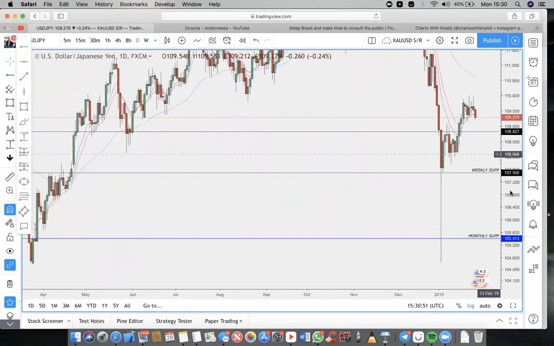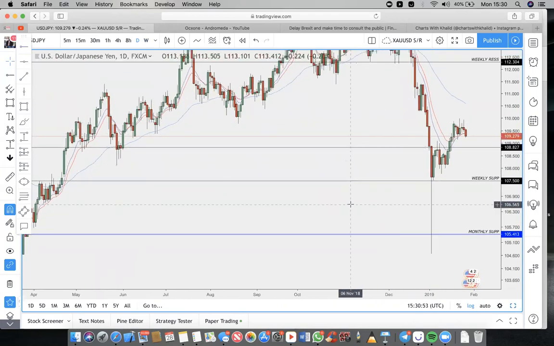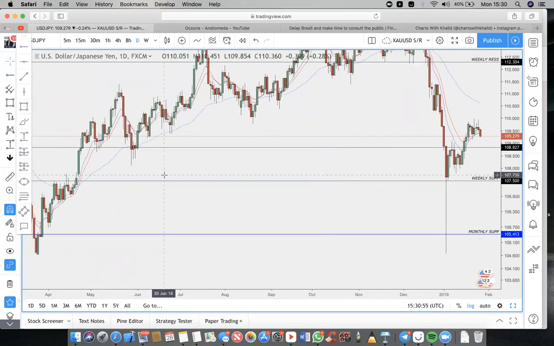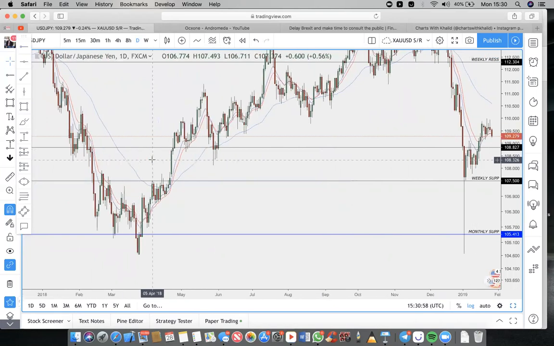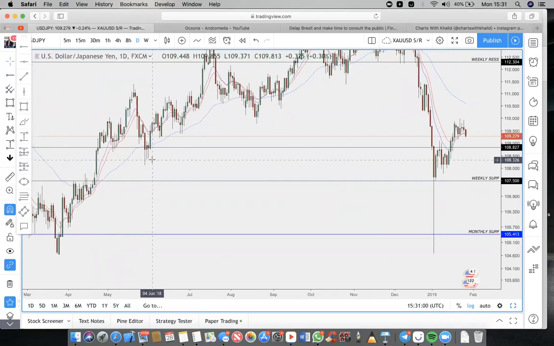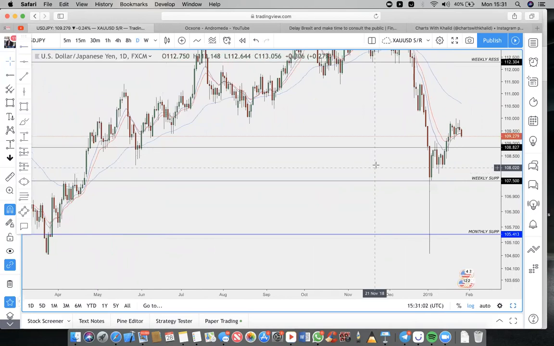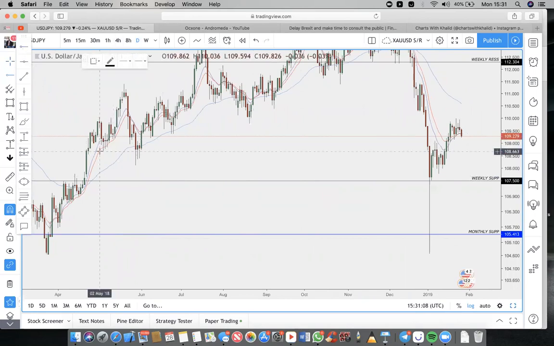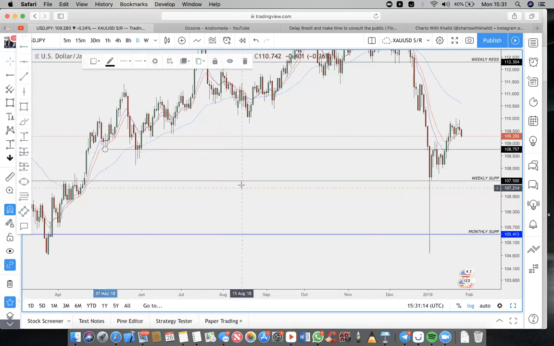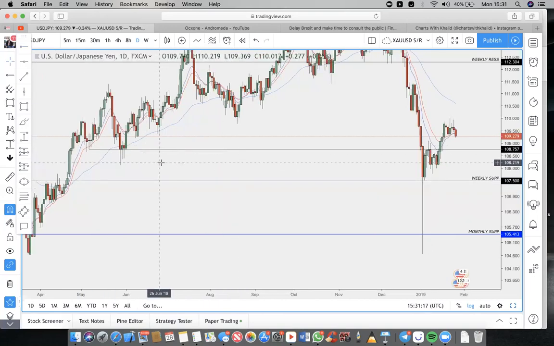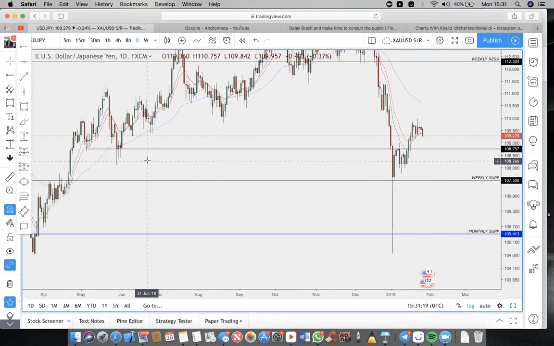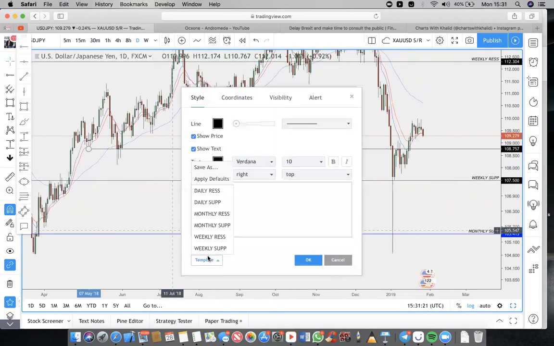And what I said about this area here, this level 108.827, I said I'll probably turn it into a daily support or resistance. And as you can see there, we've got multiple rejections, multiple taps, but we can make that clean. I'm going to get rid of that now. I'm going to do pretty simple, to be honest. Daily support.